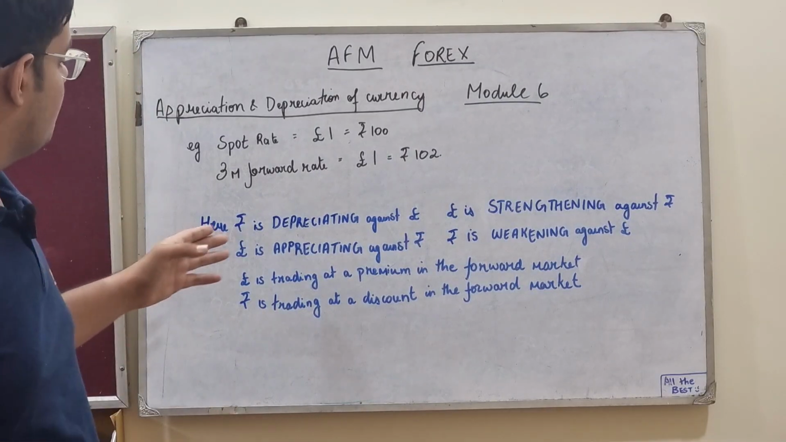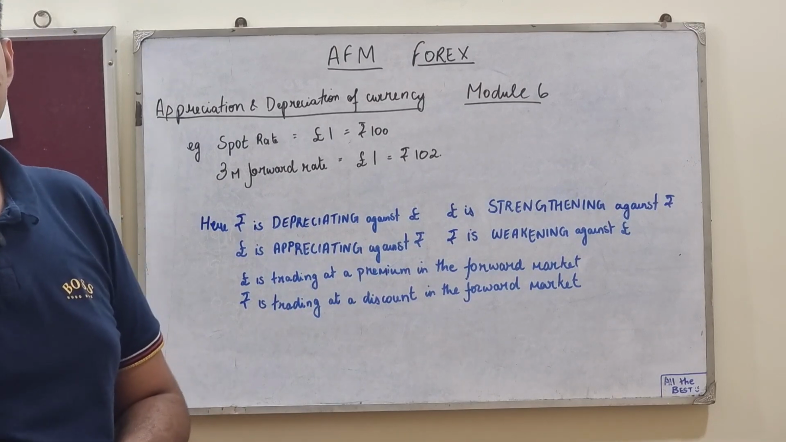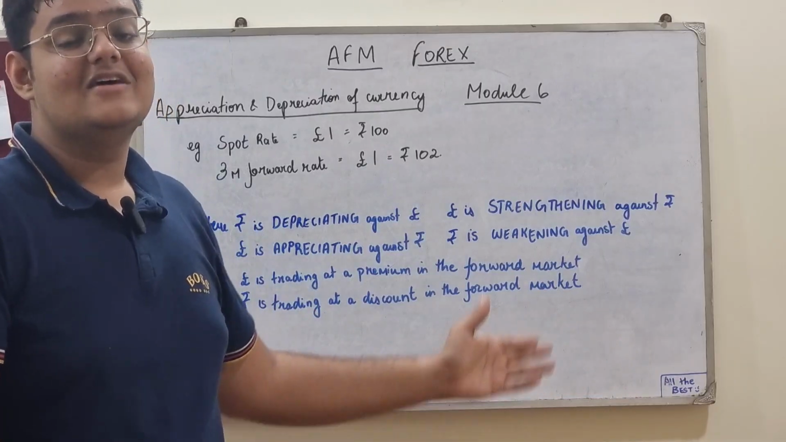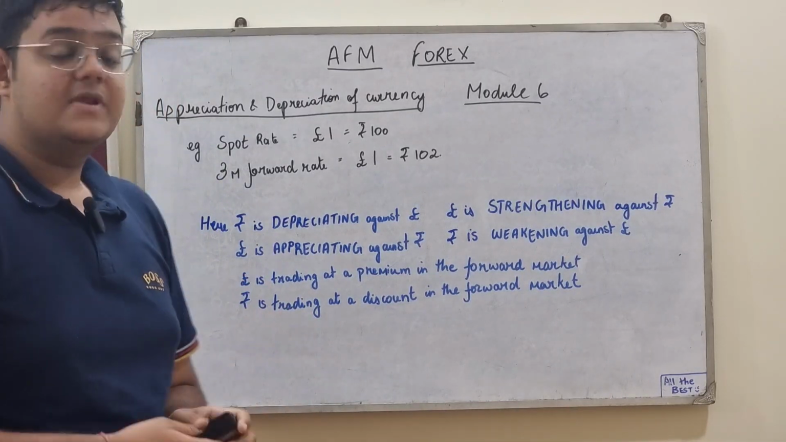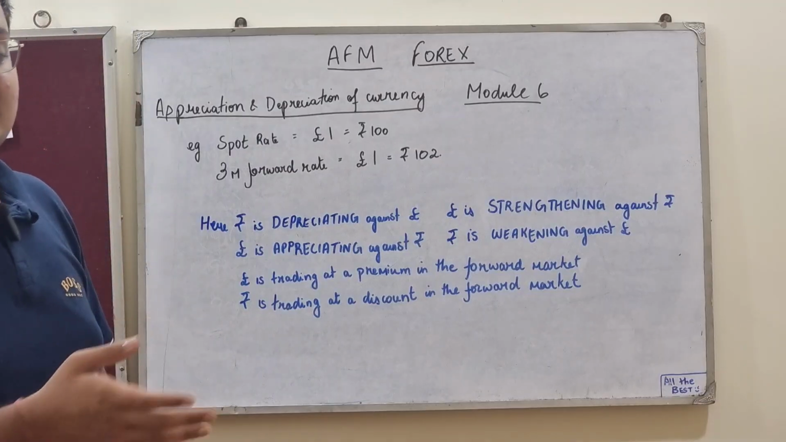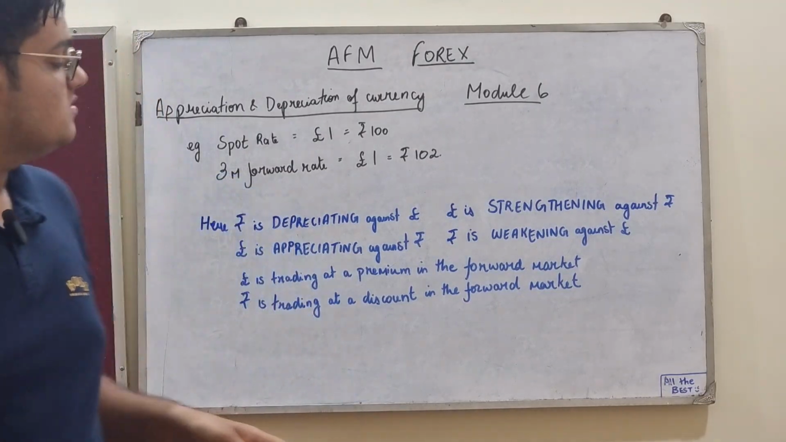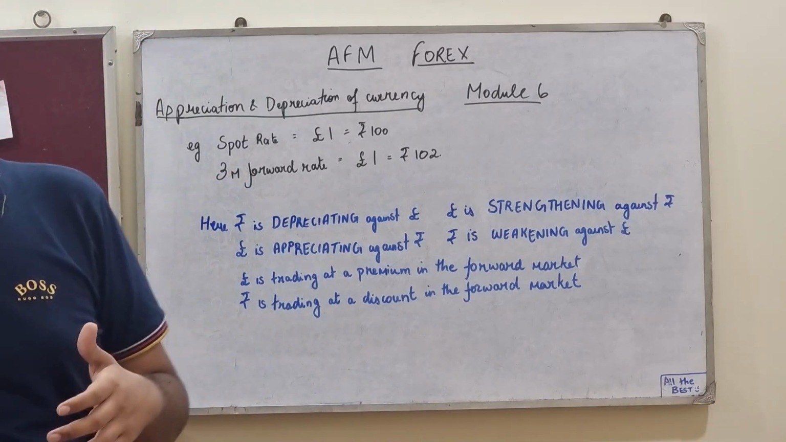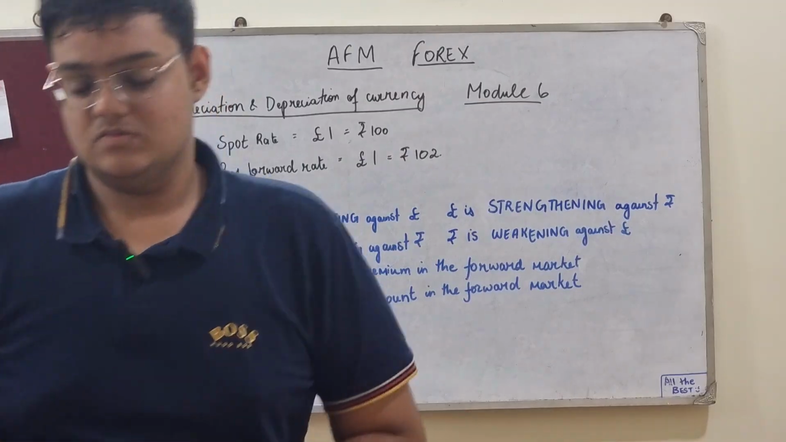So these are the different ways that we can convey the fluctuations in currencies. The rupee is depreciating against the pound, or the pound is appreciating against the rupee, or the pound is strengthening against the rupee, or the rupee is weakening against the pound. The pound is trading at a premium in the forward market, or the rupee is trading at a discount in the forward market. All six of these sentences mean the same thing, that the rupee is depreciating and the pound is appreciating.